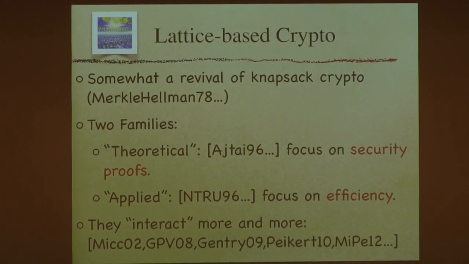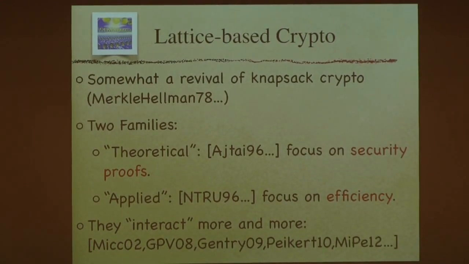For a long time, there were essentially two families. There are theoretical schemes, going back to the Ajtai paper, where the focus was on security proofs. Nobody really cared about any parameters. People only cared about how good the security proof is. What kind of rigorous statement can we make about things? And then there is the applied family, going back to the NTRU paper, where surprisingly the focus was really on efficiency. The inventors of NTRU are mathematicians, but they were not interested in security proofs at all. At that time they only cared about efficiency.